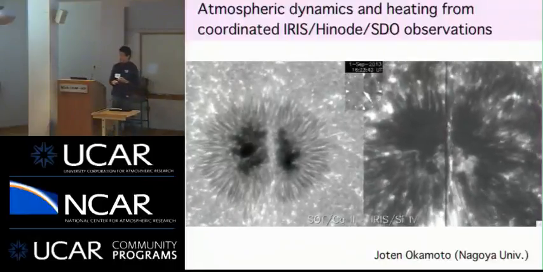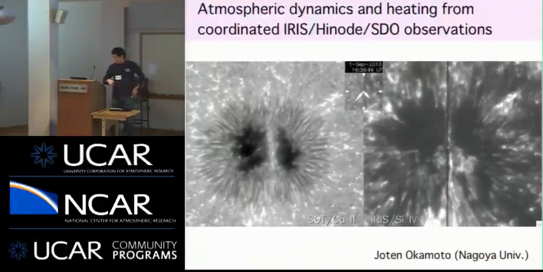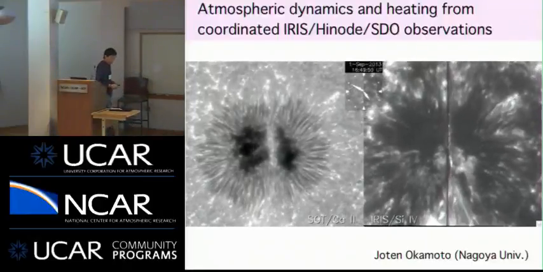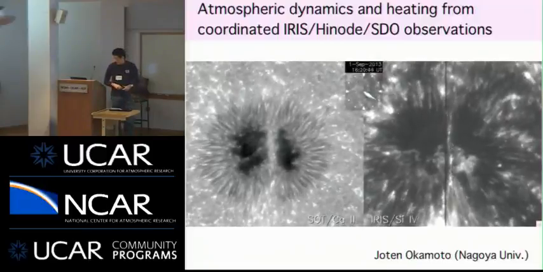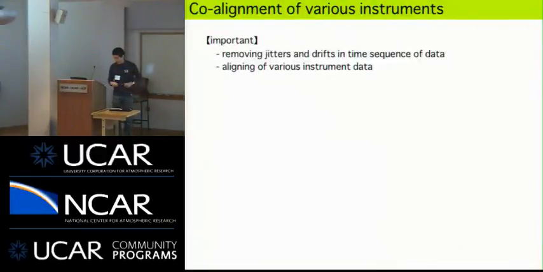I'd like to talk about the coordinated observations of these satellites. And first of all, before going to the scientific discussion, Bart requested me to talk about the introduction of co-alignment of various instruments, so I tried to do this one. One important thing in analysis of the time series of data is to remove the drift and to align the multi-wavelength data.